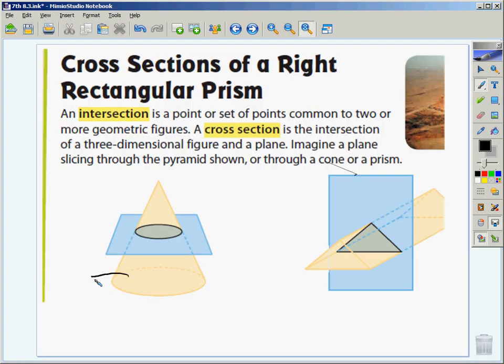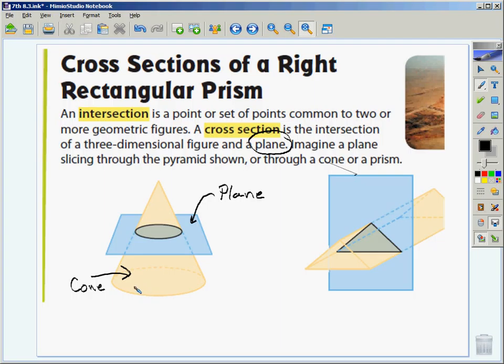What shape is this? The kind of yellowish colored one? It's a cone. We're going to label that. If you'd label that on your sheet of paper too, label that it's a cone. Does anybody know what this blue shape is called? It's actually considered a plane. A cross section is the intersection of a three-dimensional figure and a plane.